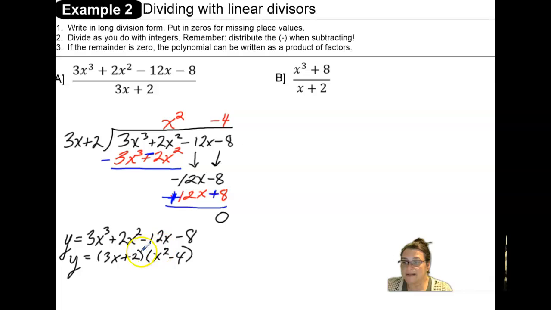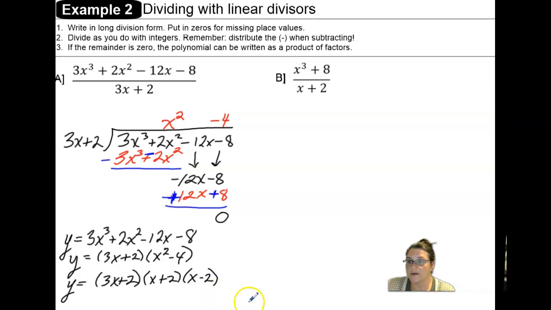But it's not completely factored because x squared minus 4 is a difference of perfect squares. So if you recall from Algebra 2, we can factor that further, right? 3x plus 2 is not going to factor further. That's a linear factor. But x squared minus 4 factors into x plus 2 times x minus 2, since it's a difference of squares. And now this would be the completely factored form of my polynomial. Okay, so let's try example B together.